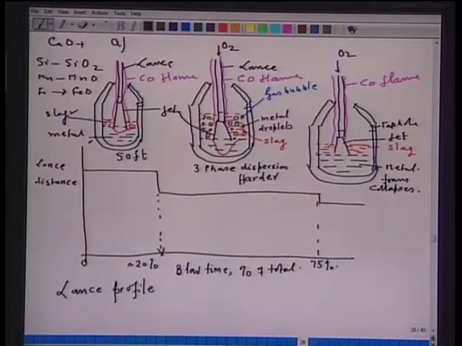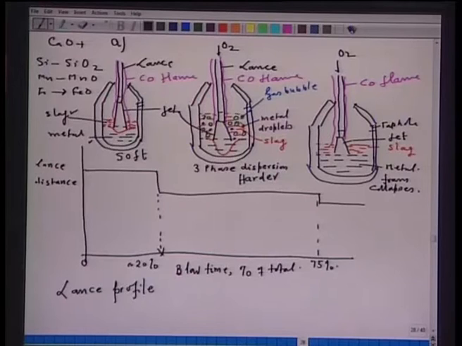So, as you see, the depth of penetration, which is shown by the red line, is deep into the bath. What is the consequence of this? As a consequence of deep penetration of the oxygen jet into the bath, more oxygen will be available in the bath, and as such the reaction between carbon and oxygen will begin at a very high rate.